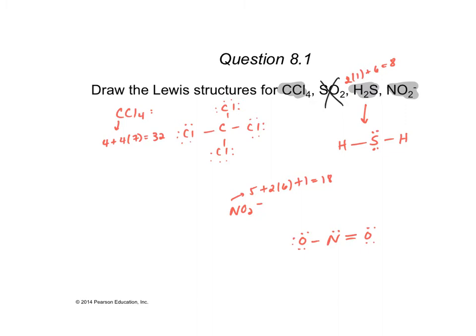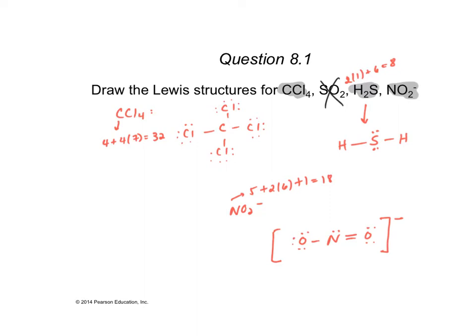Also note that when we are dealing with these polyatomic ions, to denote the charge on the ion, we'll use brackets, and we'll put the charge on the outside. So NO2 minus has a 1 minus charge. We denote that in the Lewis structure with the brackets and the charge on the outside.